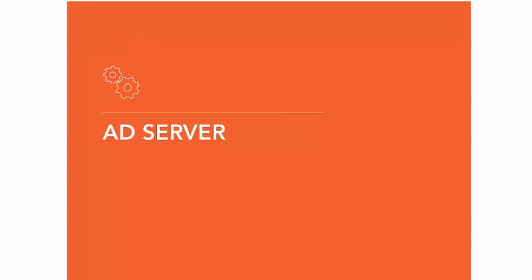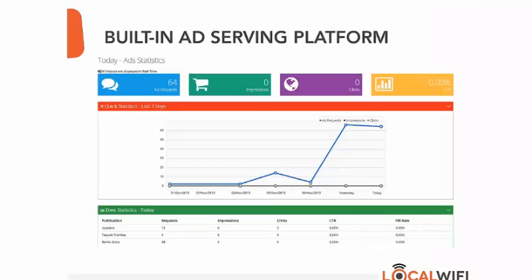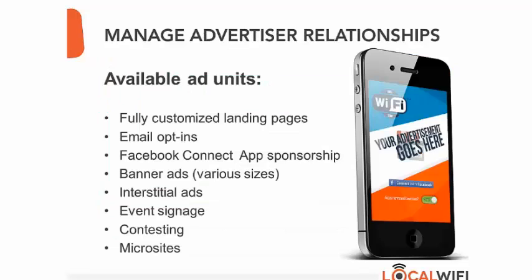So the ad server. As you guys know, we have a built-in ad serving platform. We built it ourselves as proprietary in our interface. It allows you to manage different advertiser relationships, the different ad units you can have, or different kinds of ways to sell this: fully customized landing pages, so actually include that header graphic. I'll show you how to pop that in. You can sell email opt-ins as well, Facebook Connect sponsorships, banner ads, interstitial ads, event signage, content sync on microsites. So I'll show you how you do that.